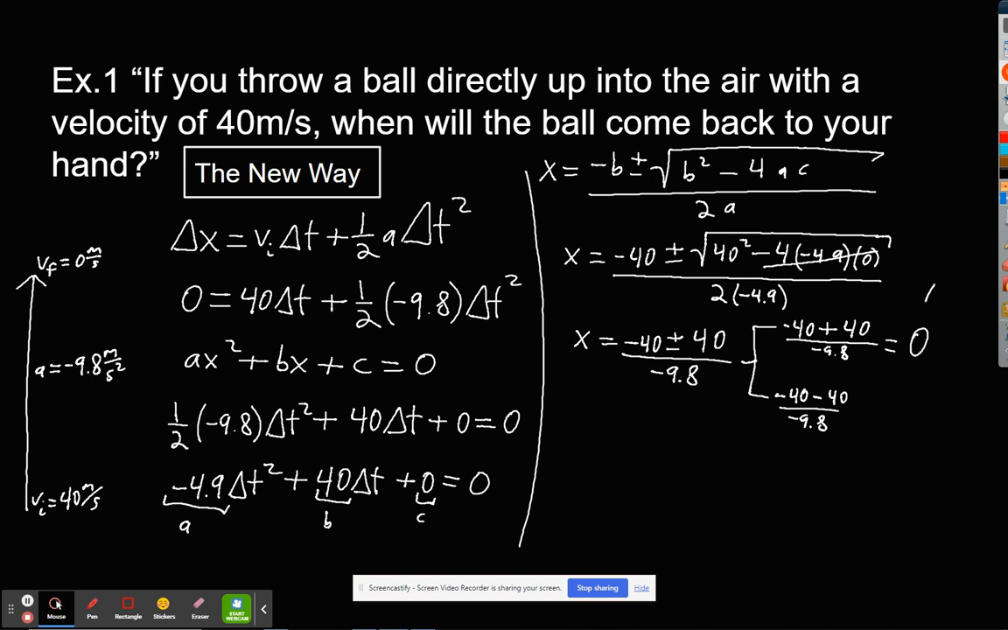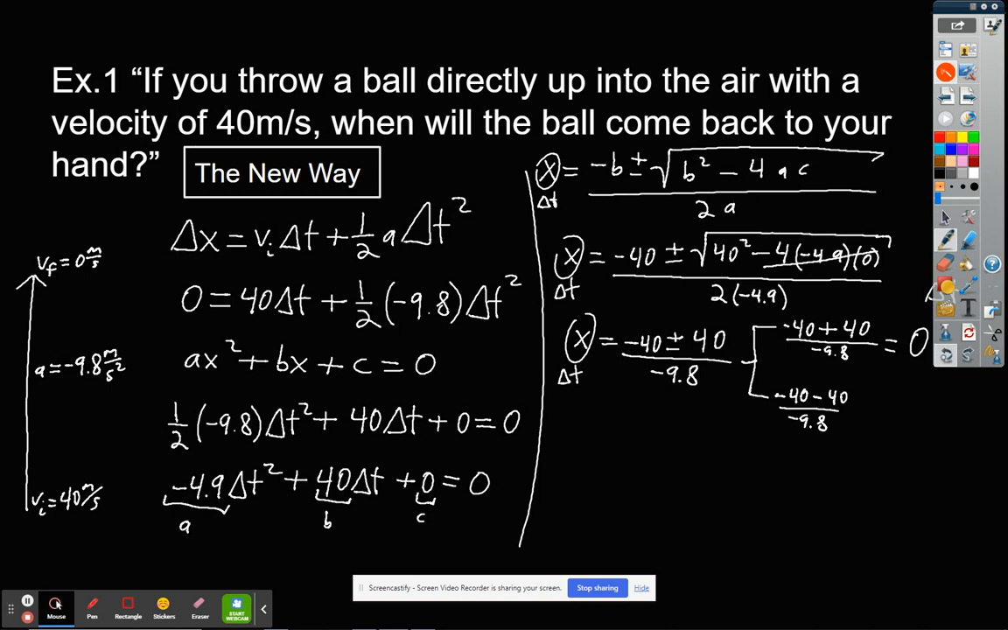And we're talking about time here, as just a reminder. Our x in this case, all of these x's here, here, and here should actually be written as delta t's because we're solving for time. But I'm going to get rid of that just to clean it up a bit.